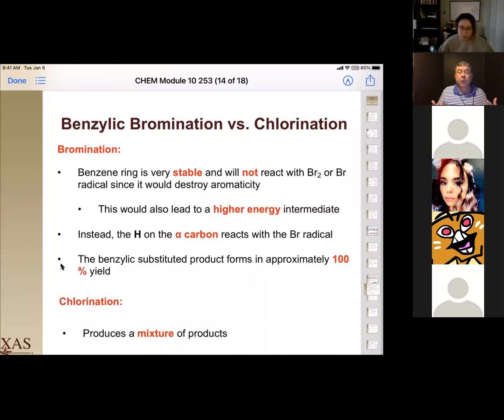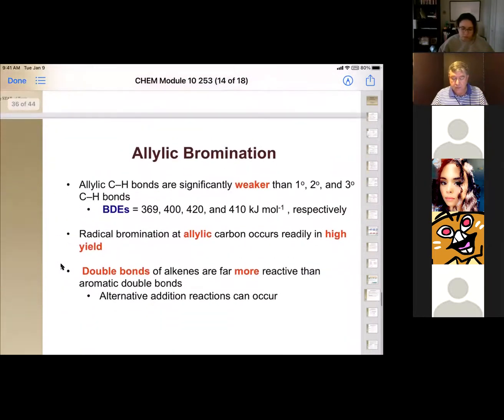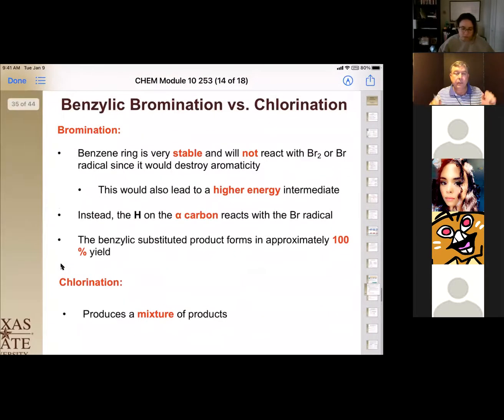However, when you do it with chlorine, you actually get a mixture of products because you're going to get partial reaction at that site because it's more reactive. Okay, and the bromine is going to wait around for that most stable radical to form. The chlorine is more reactive and therefore is actually going to mess with the benzene ring.